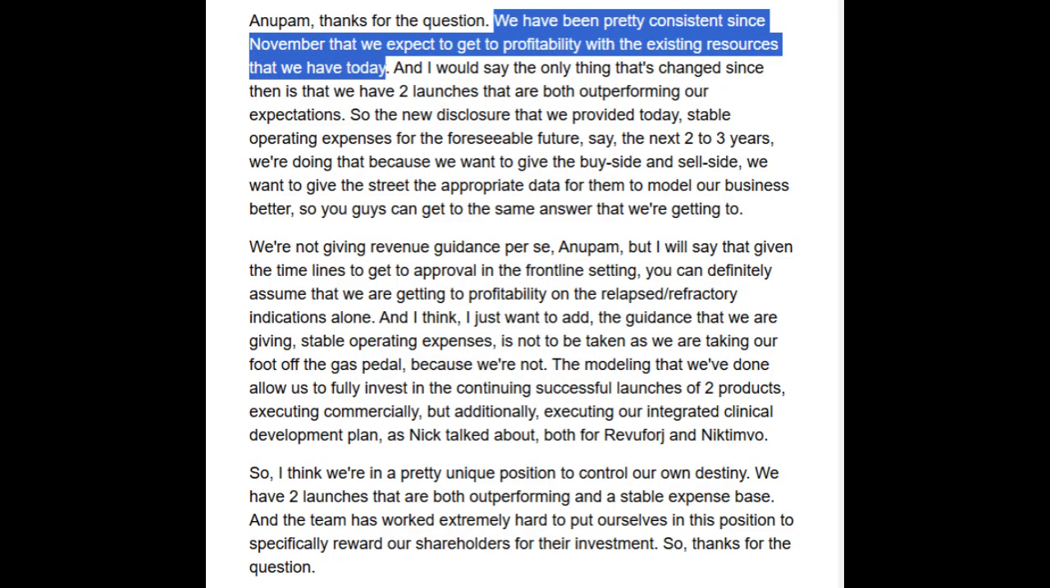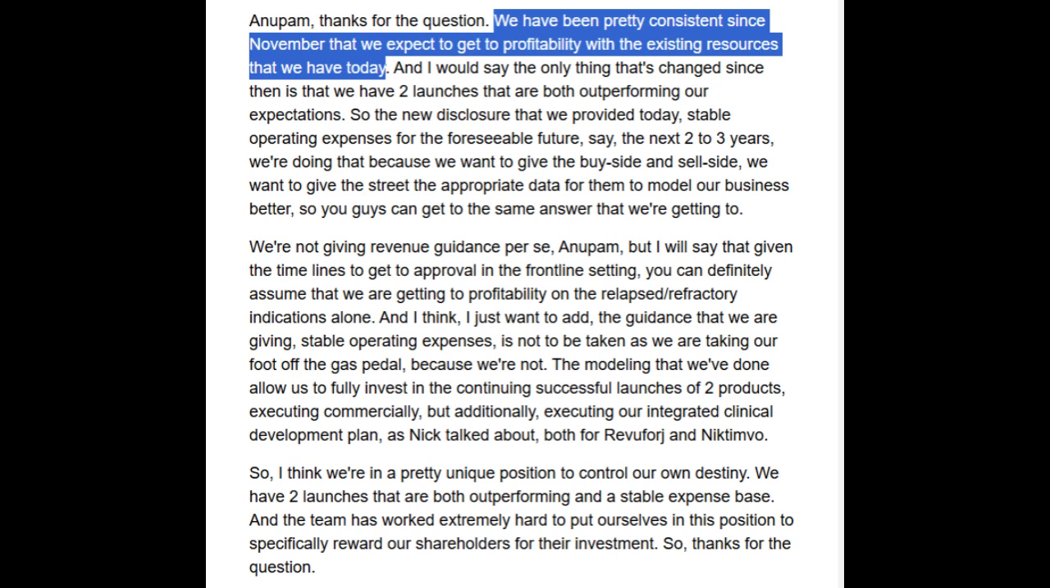Okay, another key piece of information, they say they can get to profitability with the resources they have today. No need to do a raise. That's always fantastic. A lot of people have been very critical of their cash burn. They're spending a lot of money, something like $100 million a quarter, which is a huge amount for a small company. But the reality is that they're building up a launch.